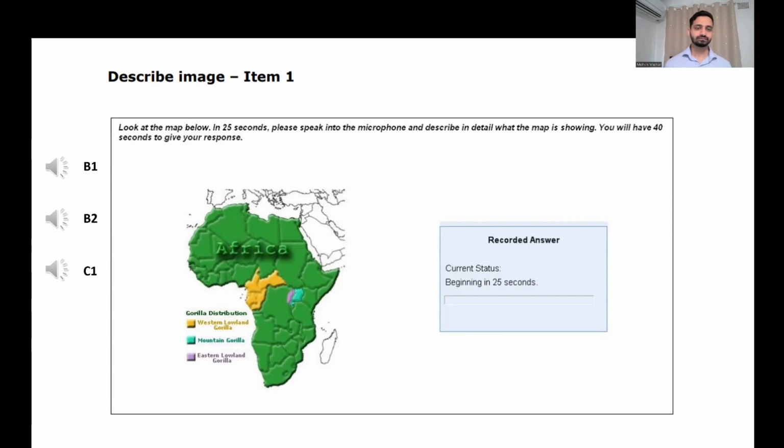The whole area in Africa is pretty much a great. It's only a little bit is Western Lowland Gloria, and most of it is on Western Lowland Gloria, and essential bit is Mountain Gloria, and a little bit area which is purple beside it is Eastern Lowland Gloria.